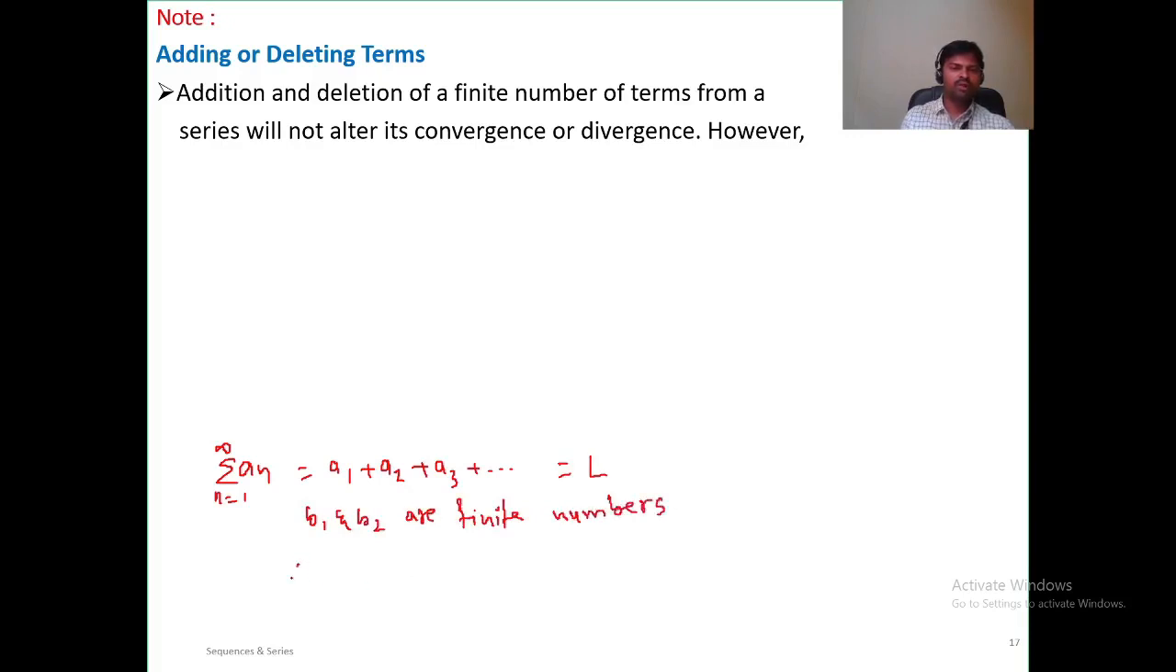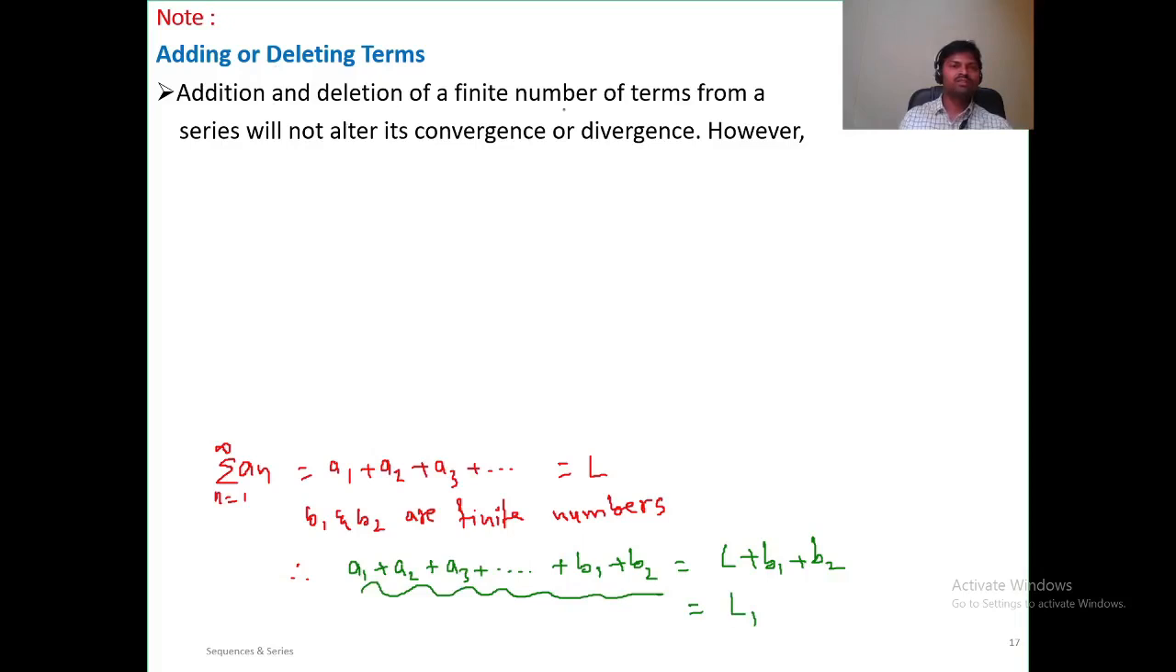So what can you say about this one? A1 plus A2 plus A3 plus and so on, plus b1 plus b2. I'm adding these two terms extra. Can you guess what the limit value is? L plus b1 plus b2, right? Both sides we are adding b1 plus b2. Since b1 and b2 are finite, L plus b1 plus b2 is also finite. Let's say this is some L1. So again this series converges. Look at how many terms there are: infinite terms again, because I have written plus and so on. That's what the note says.